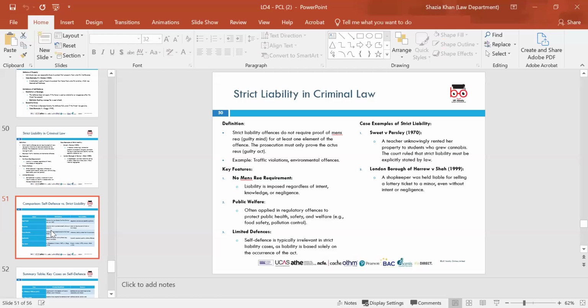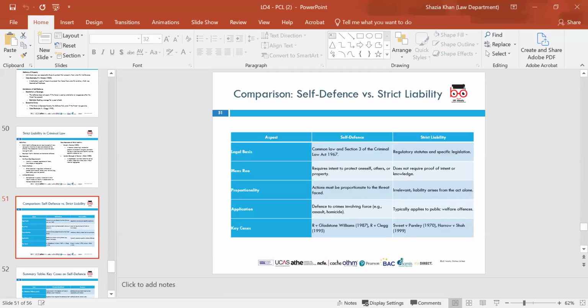So comparison between self-defense and strict liability is the element of strict liability and absolute liability. They are both legal concepts that hold a party responsible for damages without requiring proof of fault or negligence. The main difference between the two is that absolute liability applies to all uses of something, while strict liability usually applies to specific situations, such as inherently dangerous activities or defective products.